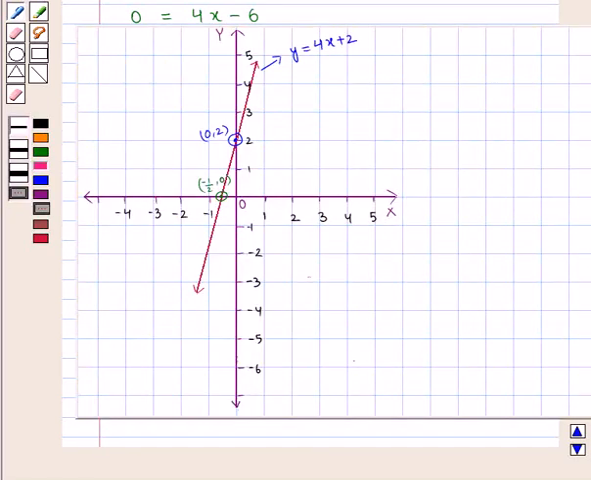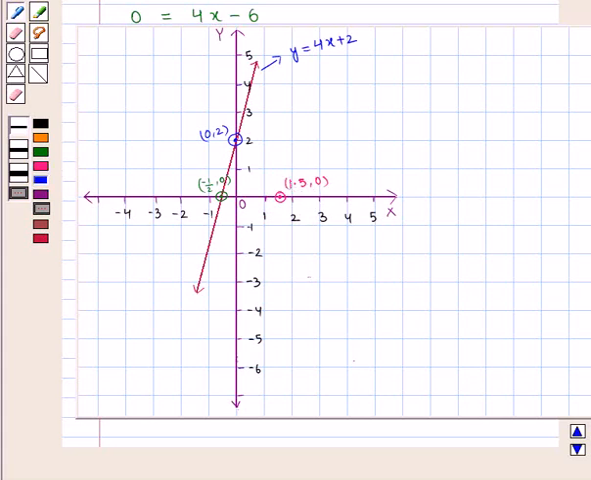Now to plot the point (1.5, 0), we shall take 1.5 on the x-axis and 0 on the y-axis and we put a dot here. And we got this point which has coordinates (1.5, 0).